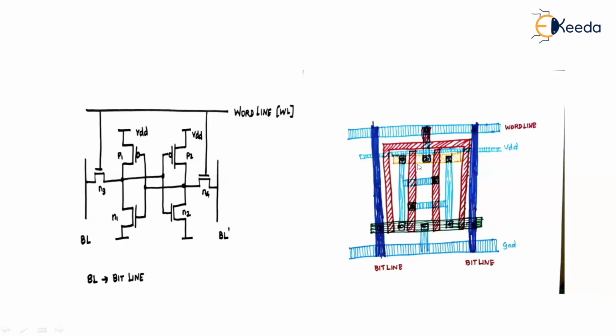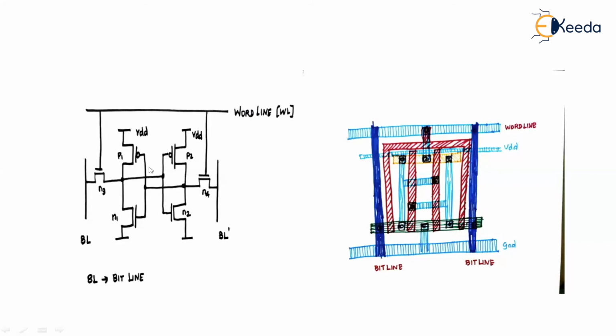Again, we have NMOSFETs. How many NMOSFETs are there? There are 4 NMOSFETs. So I can easily say there must be 4 polysilicon crossings. See here, 1, 2, 3, and 4 polysilicon is crossing my diffusion. So there are 4 transistors that have been formed. Now I am not bothering about my access transistors, which are on the outside. The diffusion which is on the inside is 2 transistors.